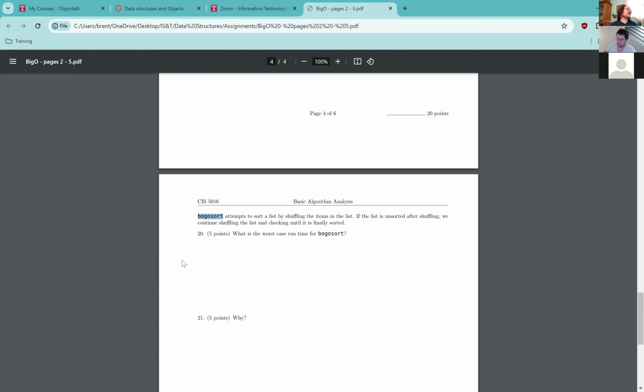Bogosort is one of two sorting algorithms, Bogosort and Stooge sort, that exist only for pedagogical reasons. What does that mean? That means they only exist inside an algorithm class. Nobody actually creates these and runs them for real, because they're terrible algorithms. Bogosort has a runtime of, well, you'll figure that out. You can look it up on Wikipedia. Wikipedia is great for sorting algorithms, by the way. It's the best for finding out about sorting algorithms.